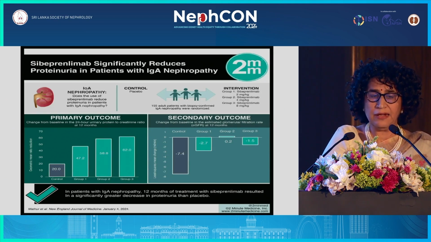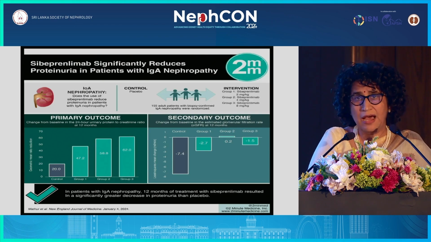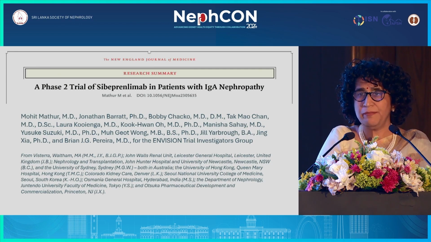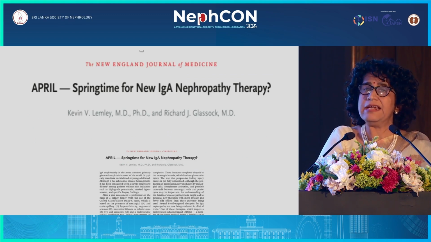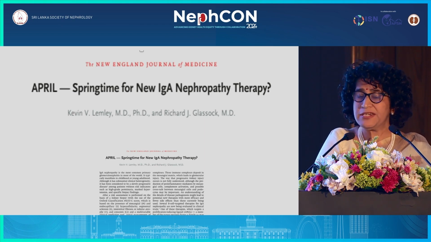Thus, concluding that Sibeprenlimab significantly reduces proteinuria in patients with IgA nephropathy, which was a primary outcome assessed at 12 months, and one of the secondary outcomes was stabilization of GFR. So it worked on proteinuria as well as GFR, and the drug was pretty safe with the experience from this phase 2 trial. This resulted in publication by NEJM, that was in November 2023. And in fact, the editorial in the same journal said, April, is it springtime for new IgA nephropathy therapy?